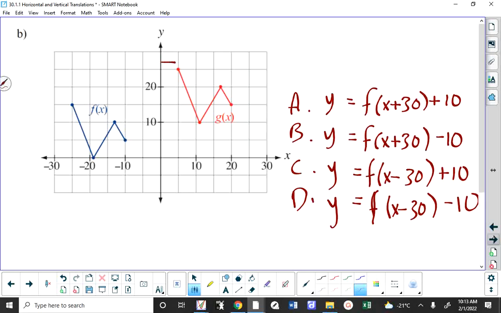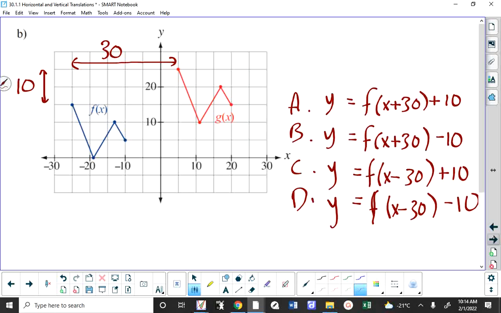The horizontal shift, or the horizontal change, is from 5 to negative 25. That's a change of 30. So h has something to do with the number 30. The vertical change has something to do with 10, because every point on the original function vertically is 10 away from every corresponding point on the transformed function. You just have to decide which it is.